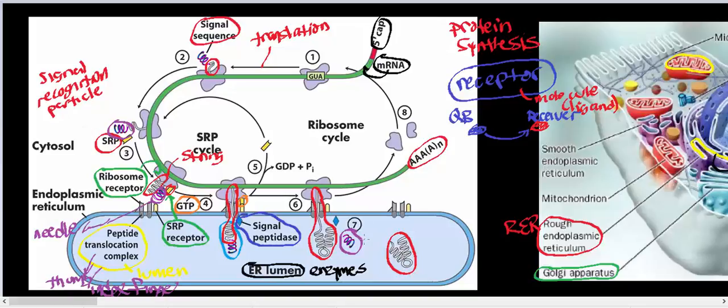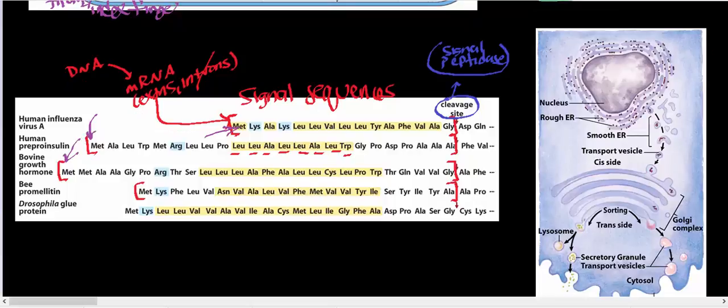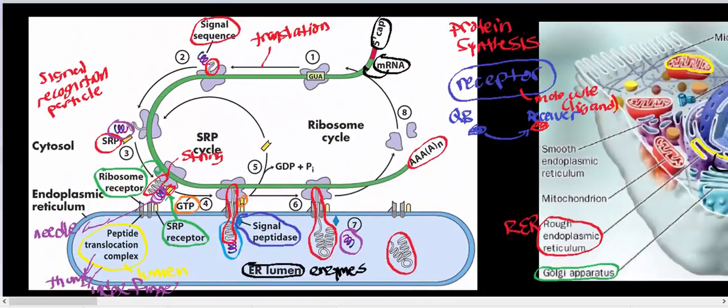So what that essentially means is that all the signal sequence was for, these sequences of amino acids down here, is literally just guiding the protein into the rough ER lumen. That's all they were for.